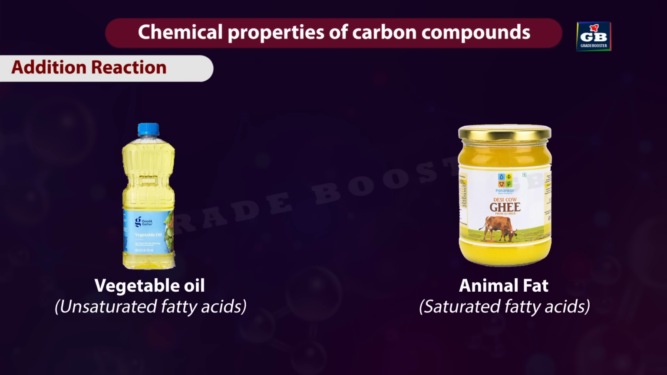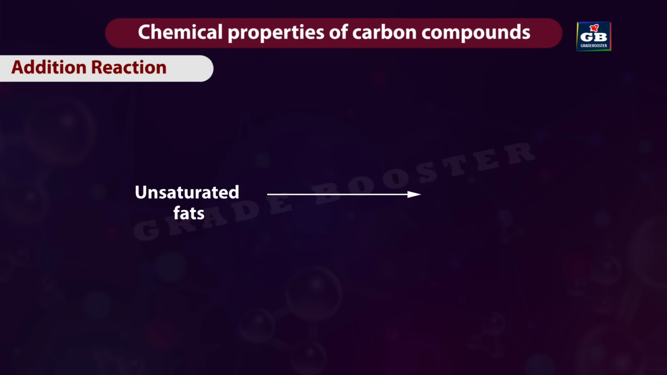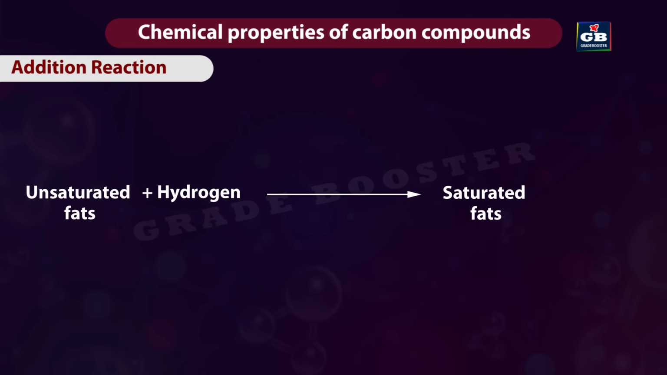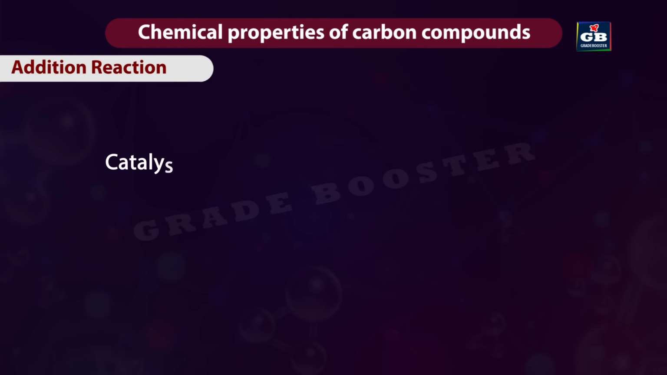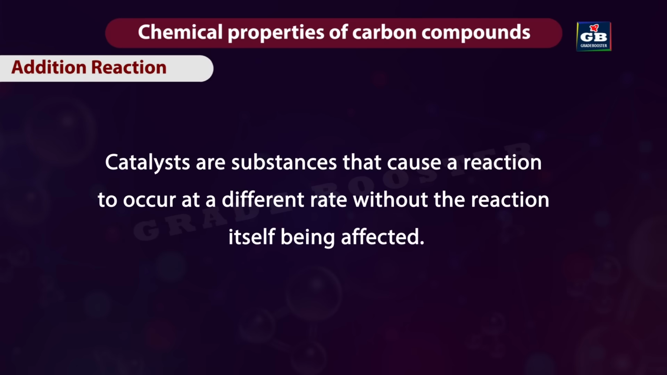Addition reaction. Vegetable oils have long unsaturated carbon chains. Animal fats have chains of saturated fatty acids. Unsaturated fats can be converted into saturated fats with the help of addition reaction. When hydrogen is added to the unsaturated fats in presence of a catalyst like nickel, the unsaturated fats turn into saturated fats. This process is called hydrogenation of vegetable oils. Catalysts are substances that cause a reaction to occur at a different rate without the reaction itself being affected.